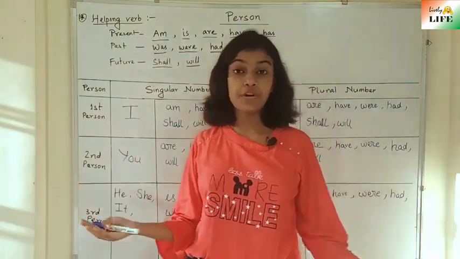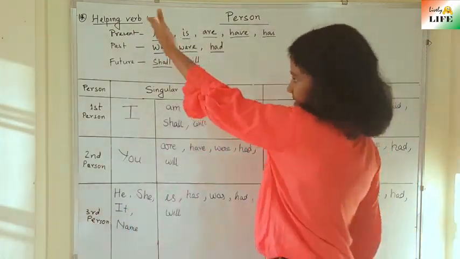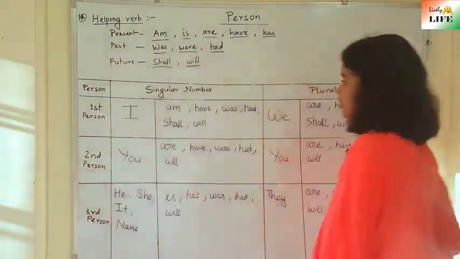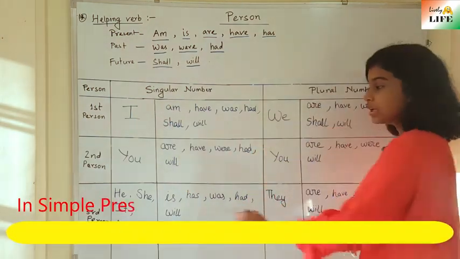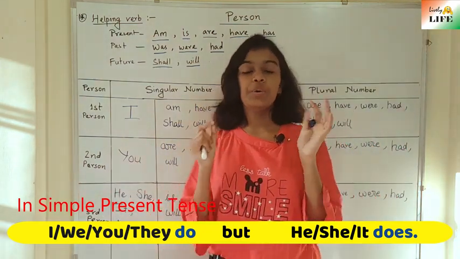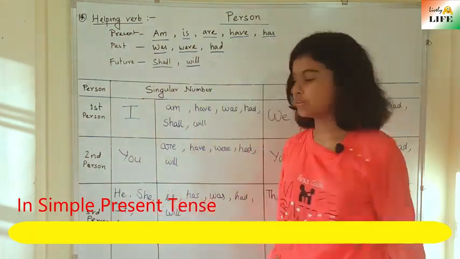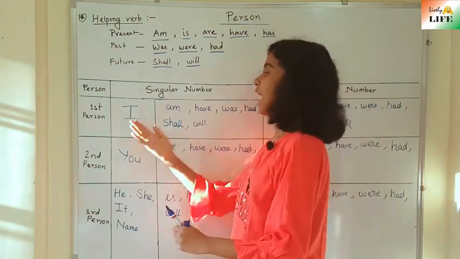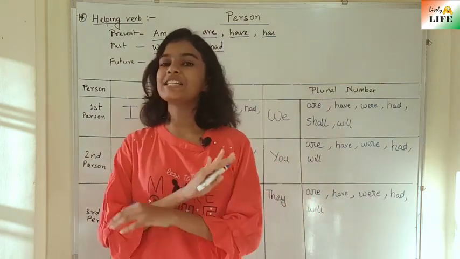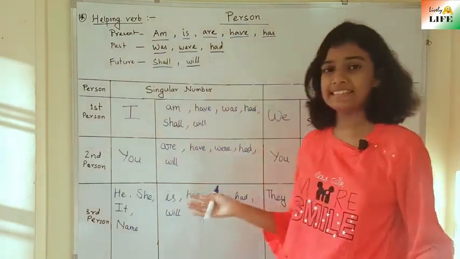Now there are some other helping verbs as well, like do, does and did. So do and does are present tense, but did is past tense. So do is used after I, we, you and they. Okay, means except for third person singular number, we use do everywhere. Okay, and does is used only after third person singular number. He does, she does, it does. I do, you do, we do, they do. Okay, and did is used after each and every one of these persons. Okay, I did, you did, he did.